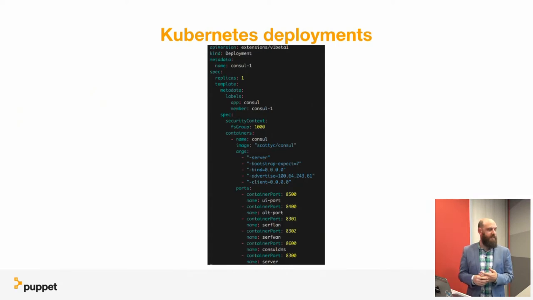You can see as well that this is still on extensions beta 1. I'm not sure if it's off yet. I still think deployments are on beta 1. But yeah, this actually passes data down through to the service and through to the pod. So as I said, it's a hierarchical structure of how to deploy your application. That methodology is completely different to the Docker world.